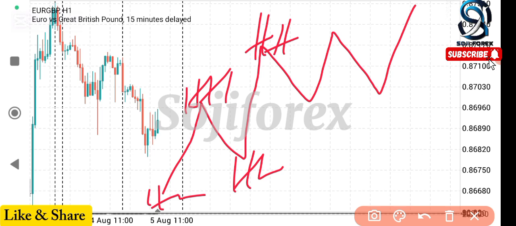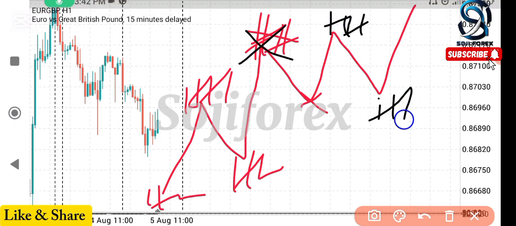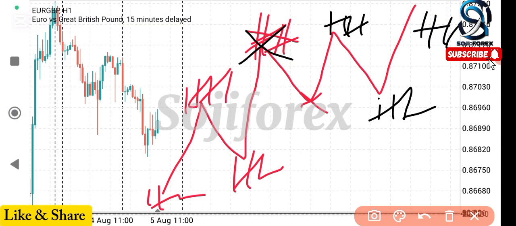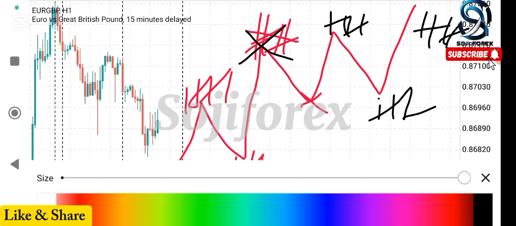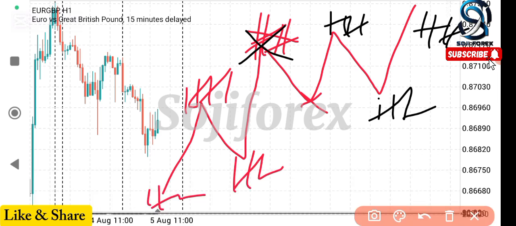Now here, this is where the manipulations happen. So automatically this higher high becomes invalid. This higher high becomes invalid. So here now becomes our higher high. And then here becomes our higher low, and then higher high. So if we are to draw it in another form, this is what you will now have at the end of the day. You're going to have higher high, higher low, right? Now this becomes your higher high, higher low, and higher high. I believe this makes sense.